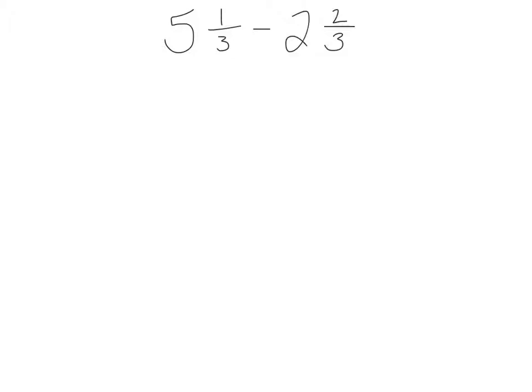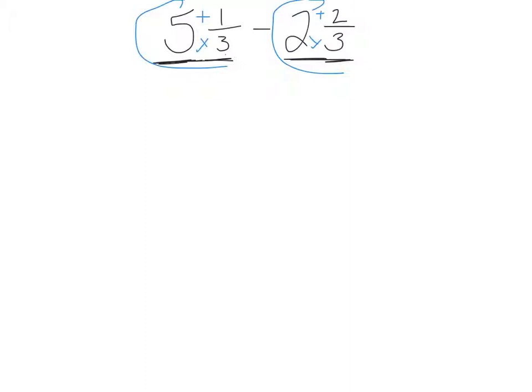In some situations with subtraction, you won't be able to subtract the numbers. For example, if I only have 1/3, I cannot take away 2/3. But if you look at my whole number, I know that 5 can take away 2. There are two types of ways to solve these problems. The first way would be to turn both of your mixed numbers into improper fractions.